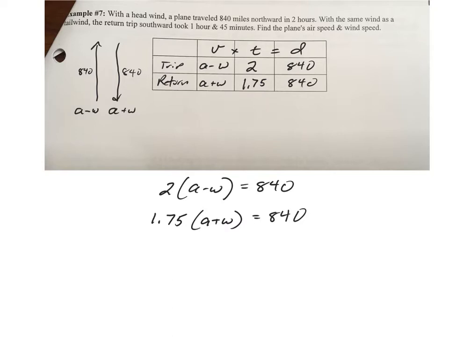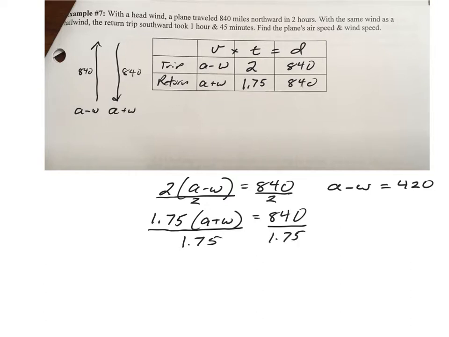Just like you might hope, if I divide both sides here by 2, whoever created this problem made it so that it would come out nice and neat. It's just going to be A minus W equals 420. And as you might suspect, you could also divide both of these sides by 1.75.